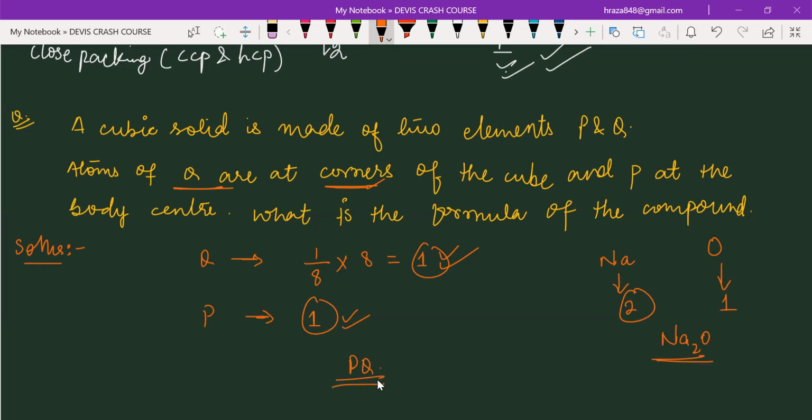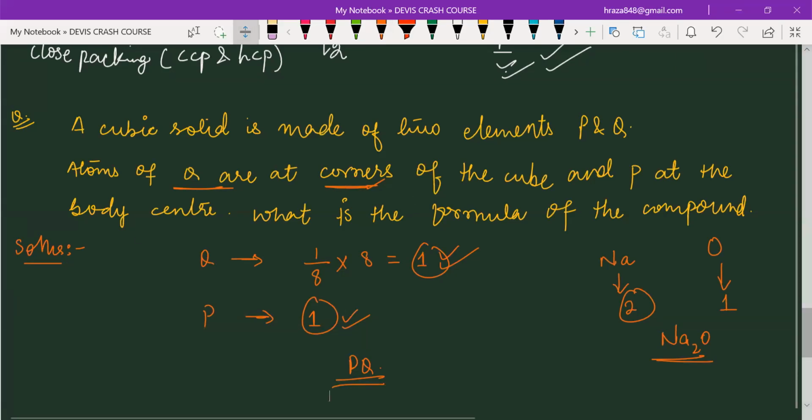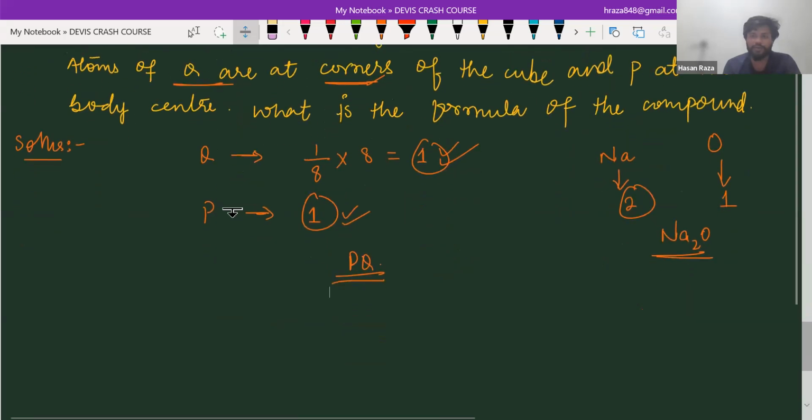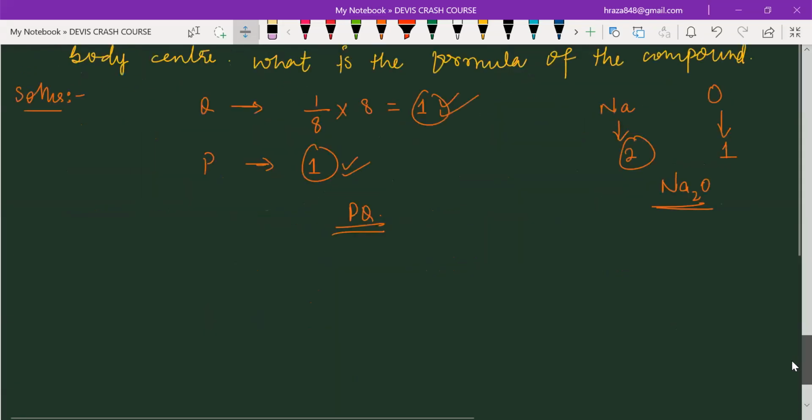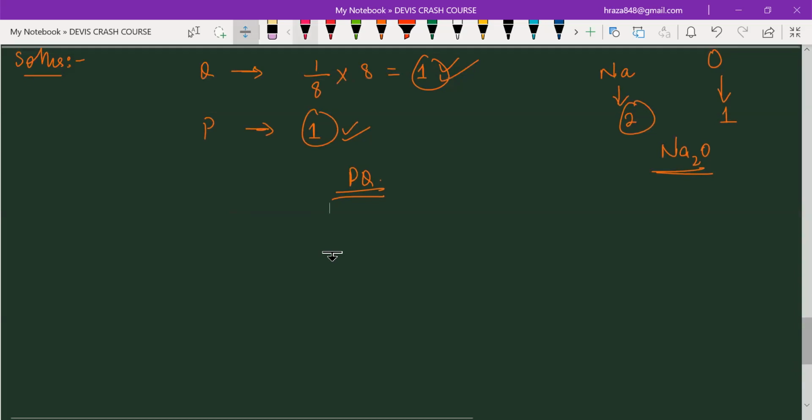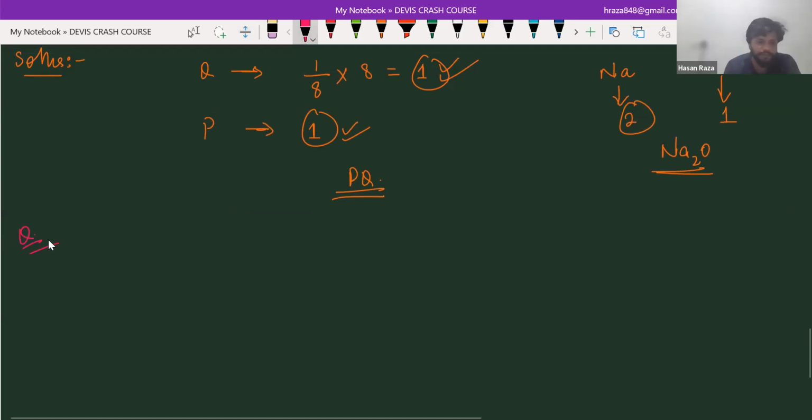From this information, we first calculate the number of atoms. If you calculate the number of atoms first, then you can easily make a formula out of this. So I'm going to give you another question on this, which is very easy, and I think you can do it easily.